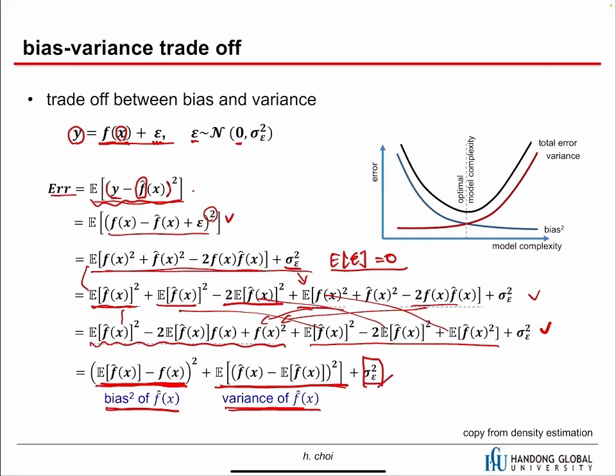But if we have a better model, then we can reduce the bias, or we can reduce the variance. And there is a trade-off between the bias and variance. If we increase the model complexity, then bias squared would decrease, but the variance would increase. So there is a trade-off between these two.